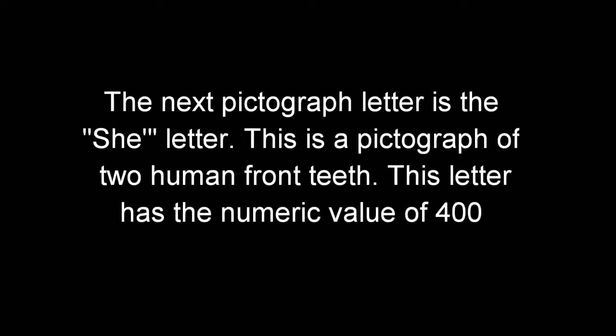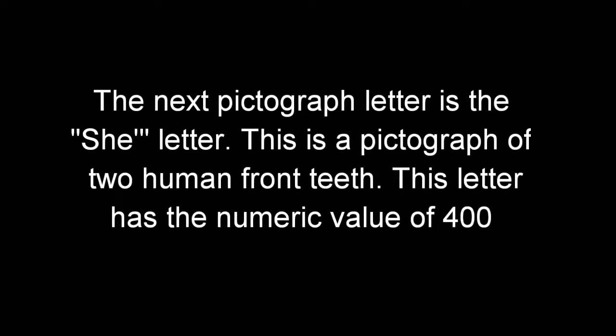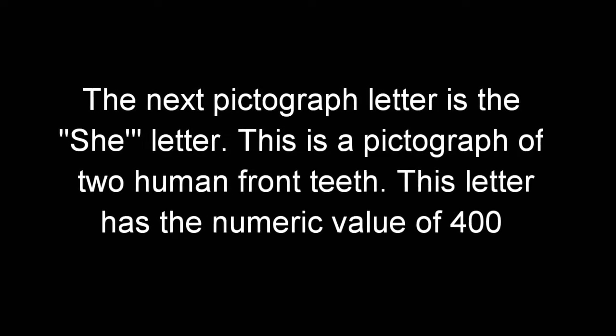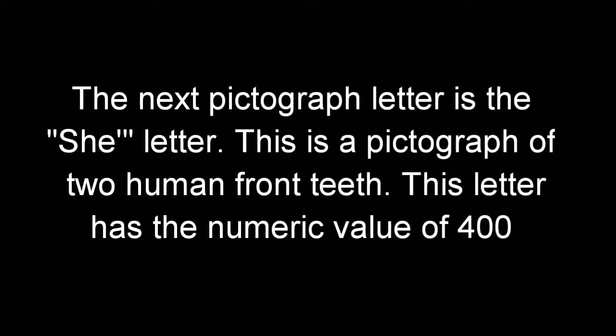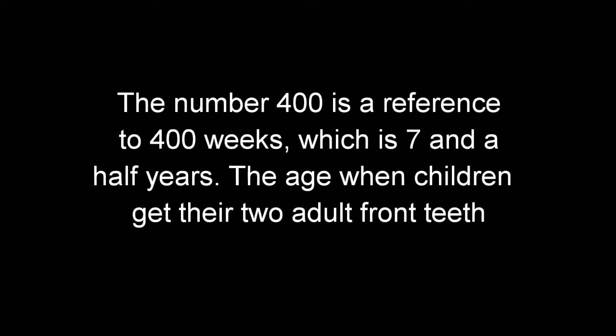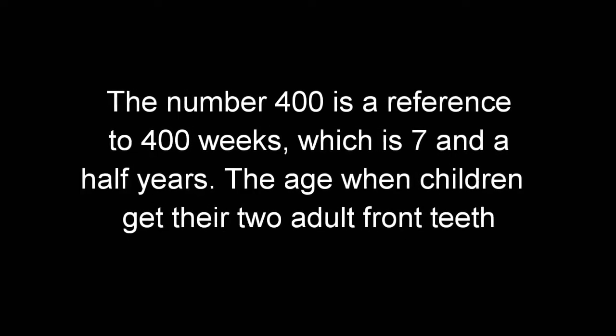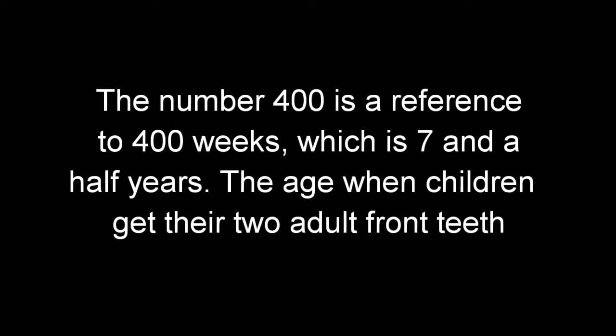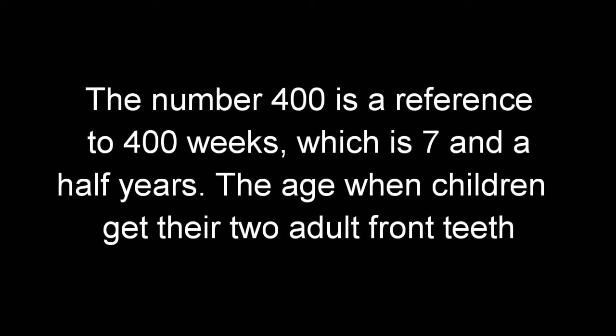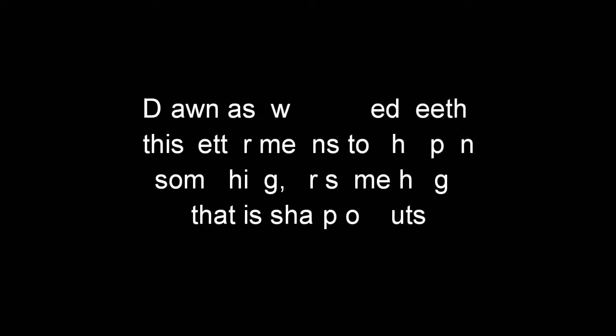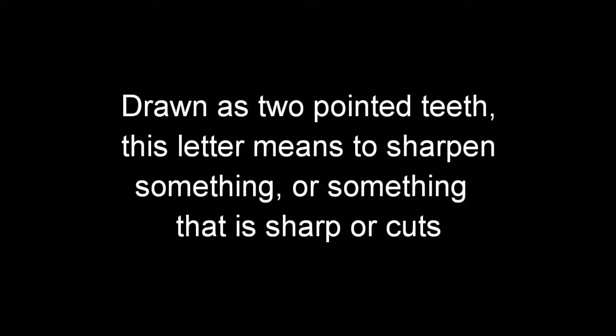The next pictograph letter is the Shay letter. This is a pictograph of two human front teeth. This letter has the numeric value of 400. The number 400 is a reference to 400 weeks, which is 7.5 years, the age when children get their two adult front teeth. This letter means to cut, or bite. Also something two-edged. Drawn as two pointed teeth. This letter means to sharpen something, or something that is sharp, or cuts.